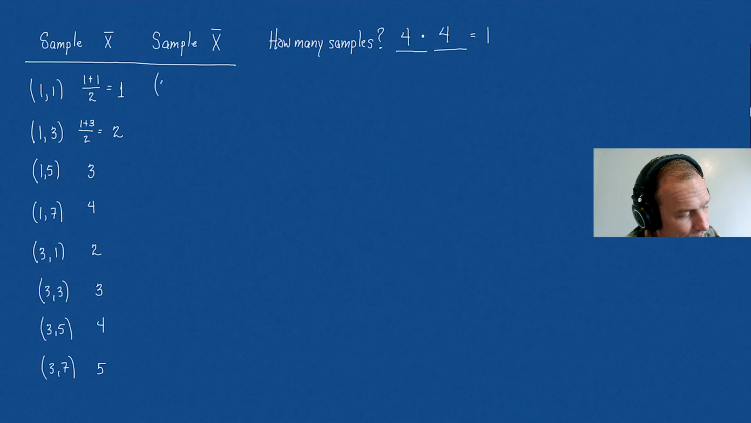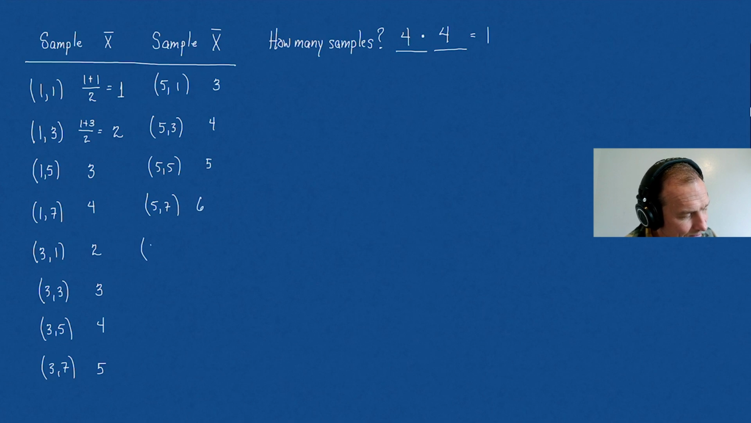So next one, we'll start with 5. So I'll go a little faster now. I have 5, 1. X bar is not 6. Maybe I shouldn't go fast. 3. 5, 3. X bar is 4. 5, 5. X bar is 5. 5, 7. X bar is 6. Oh, I've exhausted my 5s. Oh, here we go. We're moving up now.